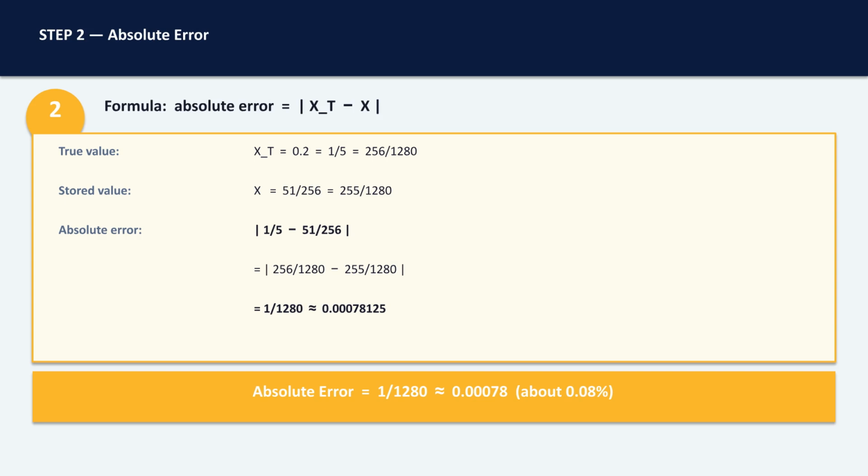Step 2 is calculating the absolute error using the formula. Absolute error equals the absolute value of the true value minus the stored value. Using the fractional forms of 1/5 for the true value and 51/256 for the stored value, the absolute error is found to be 1/1280th, or approximately 0.00078.